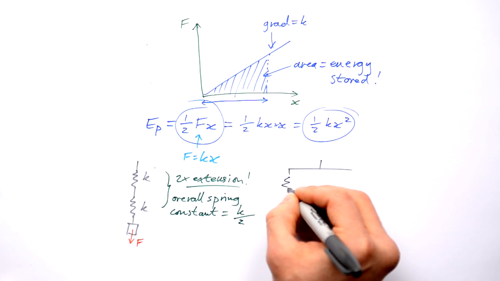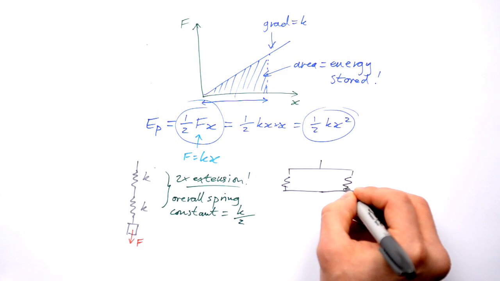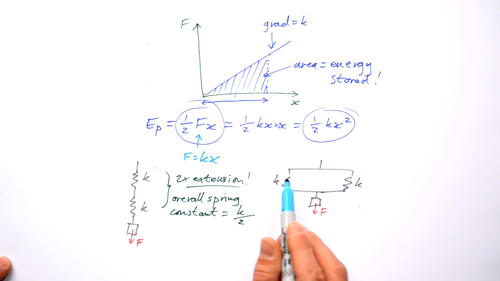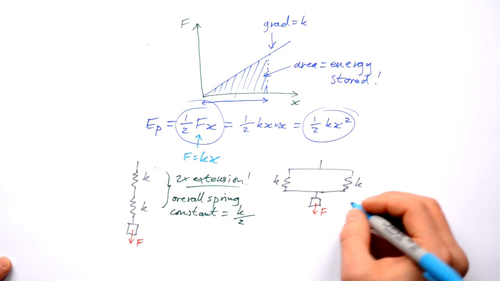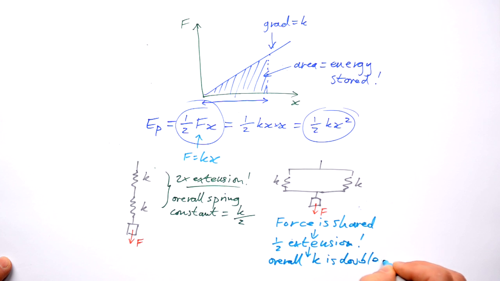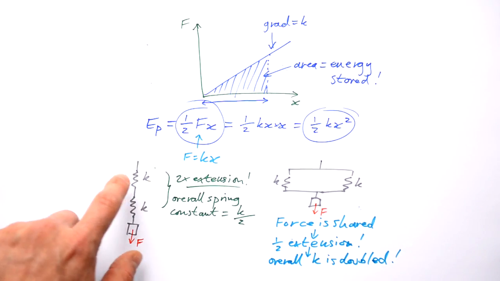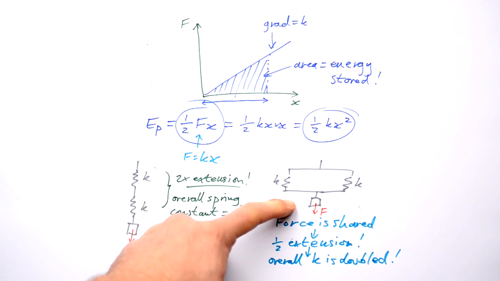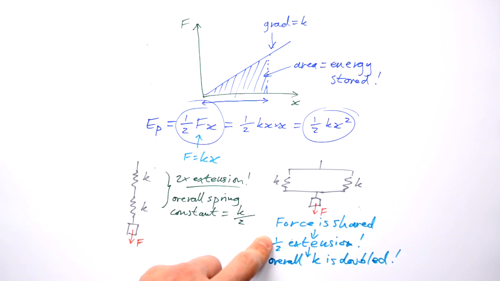What about if we have springs in parallel instead? In this case, the force is getting shared across both springs, so we get half the extension. In other words, the overall spring constant is doubled. So, springs in series, twice the extension, so that means that the spring constant is halved. Springs in parallel, the force is shared, that means we get half the extension that we would do with one spring, so the overall spring constant has doubled.